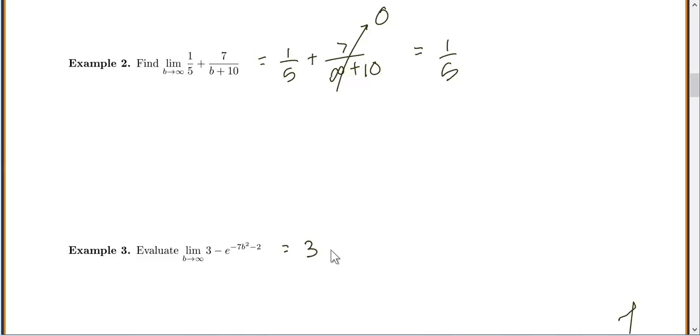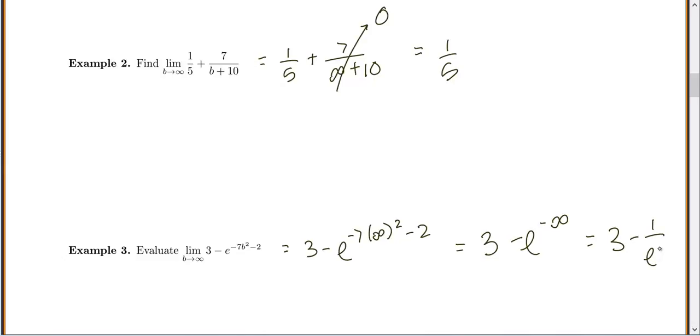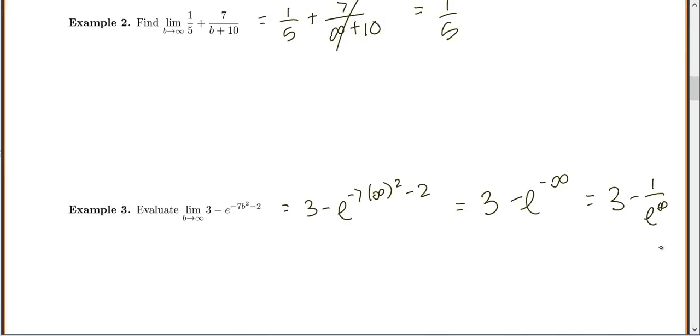In this next one, let's go ahead and plug in the infinity. So 3 minus e to the negative 7 times infinity squared minus 2. So this is going to basically be about 3 minus e. Okay, now let's see, infinity squared is just going to be infinity. Minus 2, we really don't care about that because infinity minus 2 is still going to be infinity. But this negative 7, that negative means that we're going to have it continually be negative. So this is kind of like e to the negative infinity, or because it's a negative power, 3 minus 1 over e to the infinity. Now, we're dividing by e to the infinity, or dividing by really, really, really big numbers. So this entire thing goes to 0.